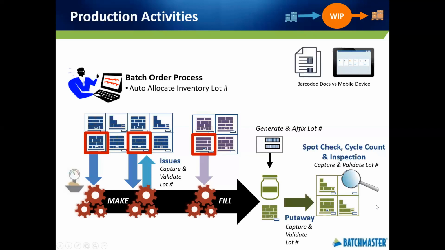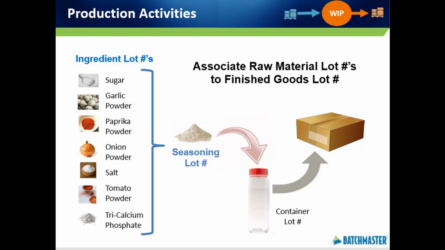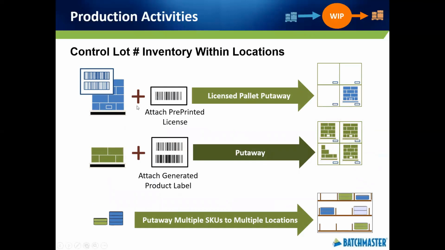Very similarly to the ingredients and packaging materials that we saw during the inbound process, we also can go ahead and do spot checks, cycle counts, and inspection plans against those finished goods in inventory. And naturally will capture and validate that lot number information. Now, one of the key things to lot traceability, searches and recalls, is to maintain that association between raw material lot numbers to finished goods lot numbers. Then it's putting away that product in various methods.